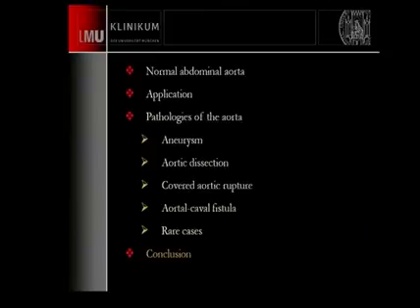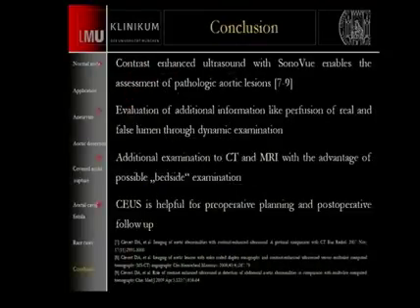So in conclusion, for the first, we can say the use of contrast-enhanced ultrasound is very helpful to detect all the major pathologies in the abdominal aorta. The thoracic aorta is also possible, but that's a special part and even more difficult. We have additional information like perfusion of the true and false lumen in dissection, and also perfusion of the kidneys, which is really very important. If there's less perfusion, you need an intervention. And it's an additional examination to CT and MRI.